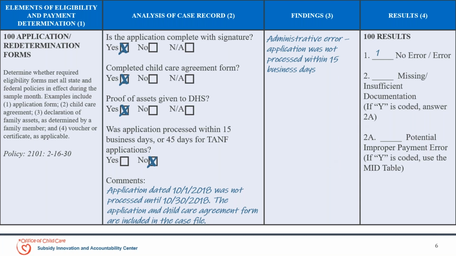Yes, there was an error, so we're going to code 1. And know that the error was not caused by missing or insufficient documentation. It was because of not being processed timely. Item 2A, if you've been through this before and a few years ago, this will be new to you. 2A asks if there was a MID error, was it a potential improper payment error? So 2A is only completed if item 2 was coded as Y. Otherwise, you can just leave that one blank. So we'll leave that one blank.